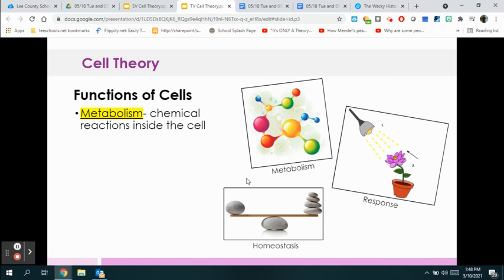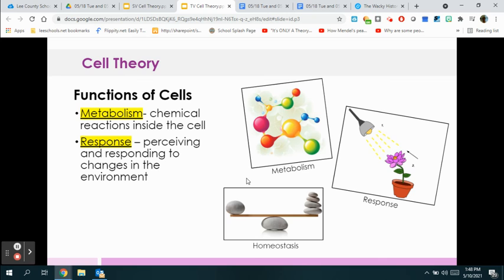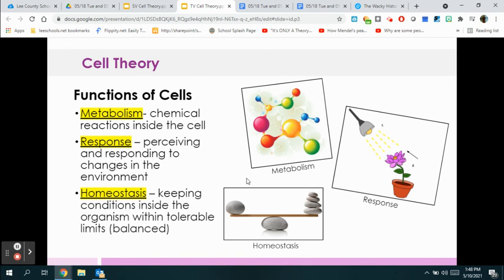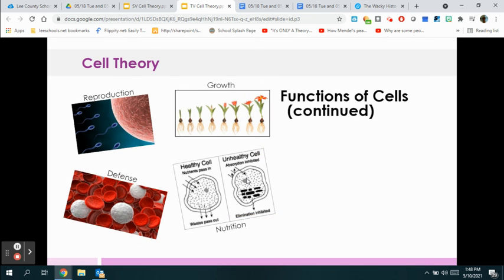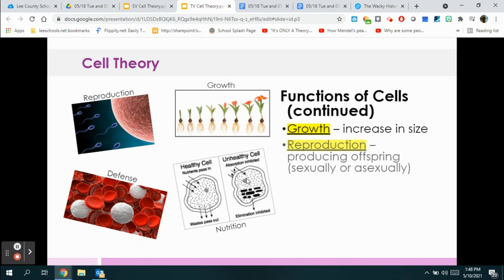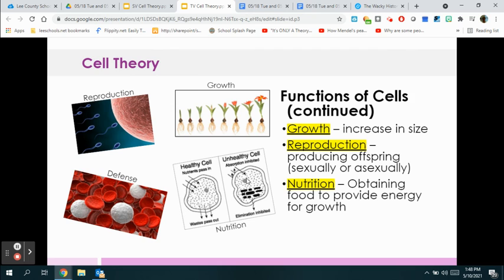Functions of cells. They have metabolism, chemical reactions inside the cell. Response, perceiving and responding to changes in the environment. Homeostasis, keeping conditions inside the organism within tolerable limits or balanced. It's not going to get too hot or too cold. Growth, they increase in size. Reproduction, producing offspring sexually or asexually. Nutrition, obtaining food to provide energy for growth. And defense, protection against enemies.